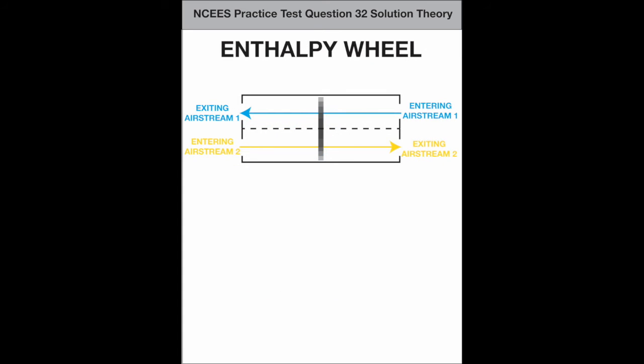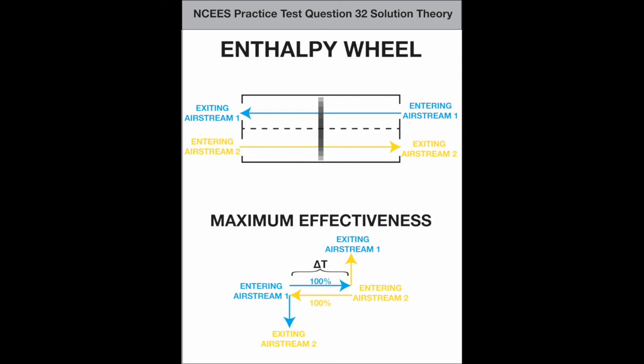Here is an enthalpy wheel. 2 separate airstreams enter, remain separate, and exit separately. Maximum effectiveness and perfect heat transfer for this means the exiting airstreams are at 100% of the opposing entering airstream's temperature. If airstream 1 enters at 0 degrees and airstream 2 enters at 100 degrees, then airstream 1 will exit at 100 degrees and airstream 2 will exit at 0 degrees.